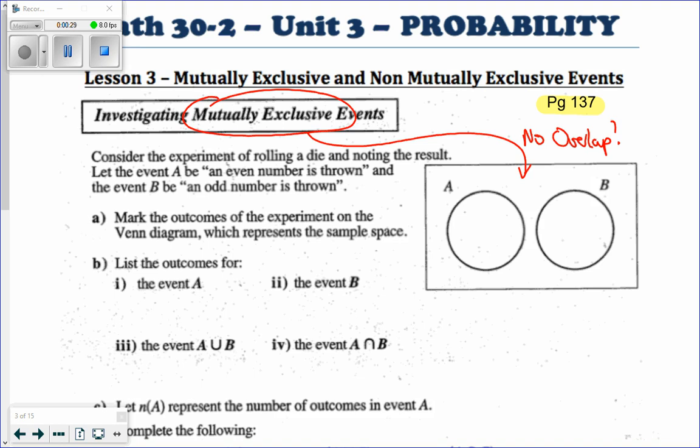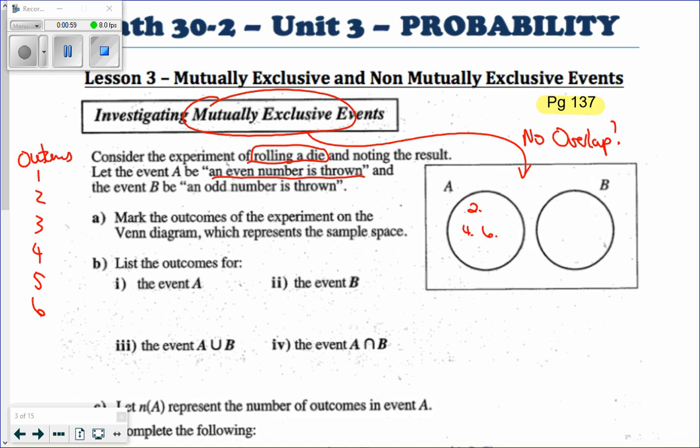so you're going to roll a dice. Okay, so when you roll a dice, your outcomes are 1, 2, 3, 4, 5, 6, right? You can't roll a 7. You can't roll an 11. Okay, you can roll a 1 to 6. Can't roll a 0. So event A is an even number being thrown. So event A would be rolling a 2, rolling a 4, or rolling a 6.